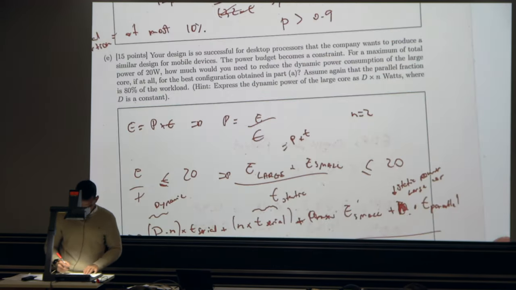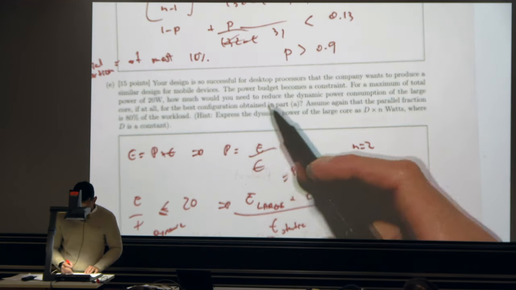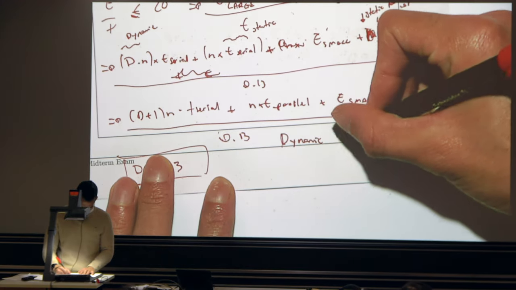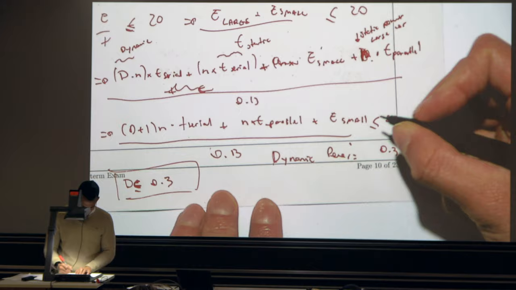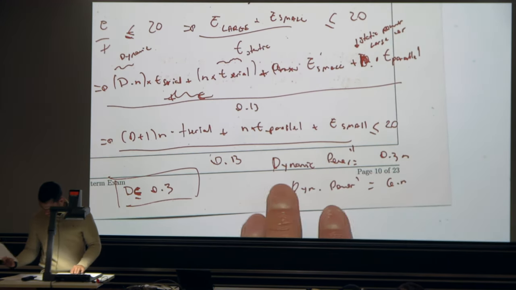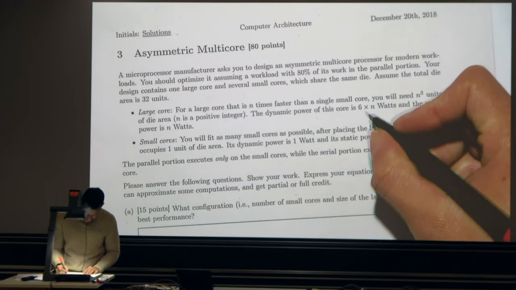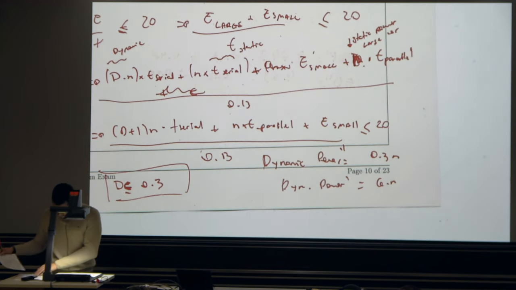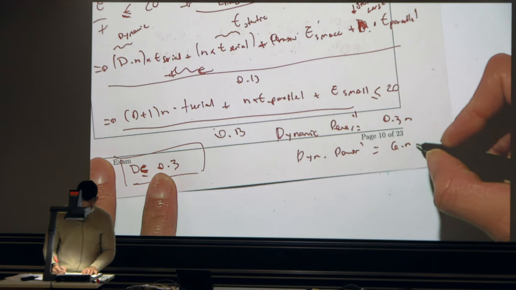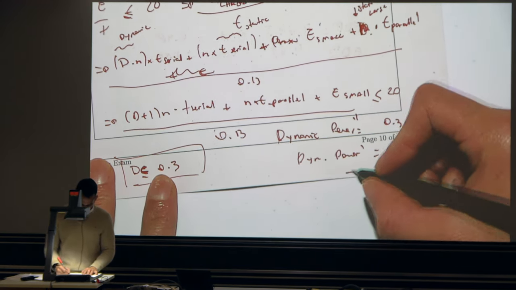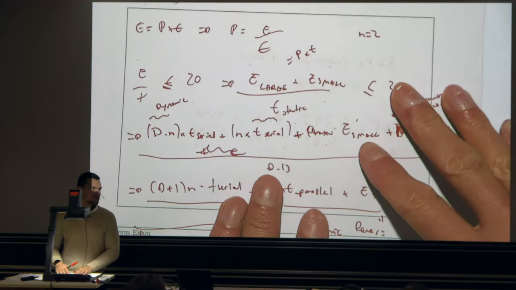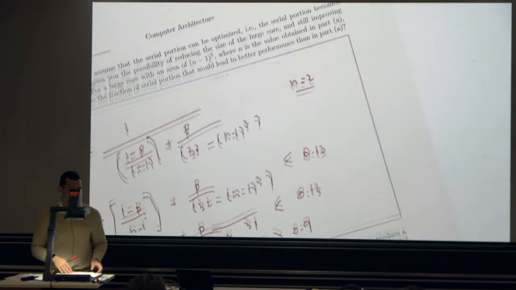And it's asking how much you need to reduce the power, right? So we know that now the dynamic power is 0.3n, and before the dynamic power was 6n. So if you divide one by the other, you have to reduce the dynamic power by 20 times if you want to maintain the same performance as before. So any question about this? Okay, so the next one.